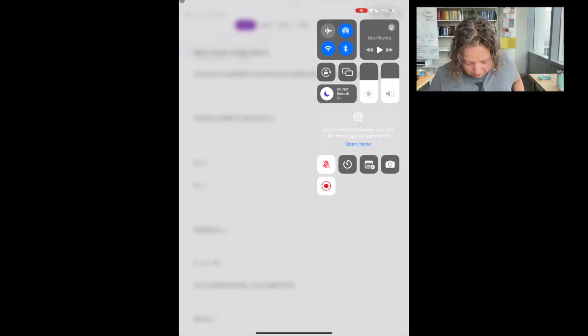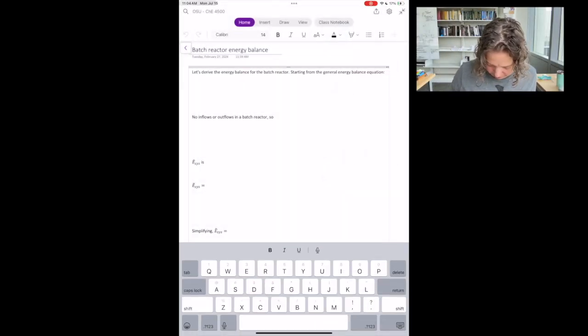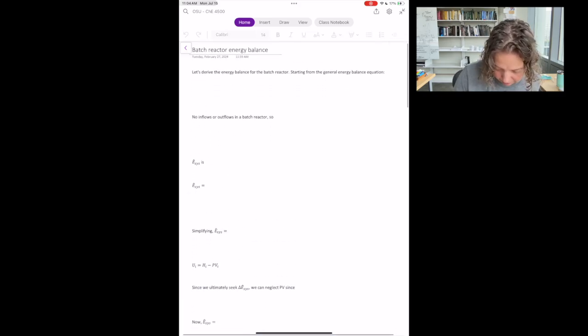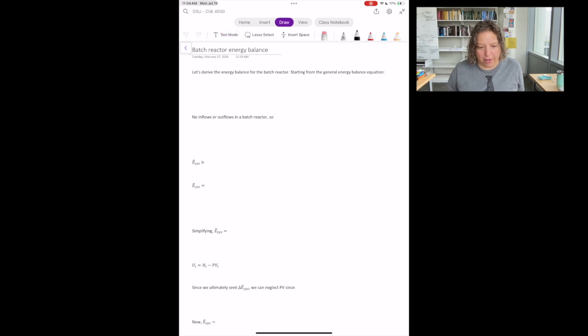All right. In this lecture, we are going to derive the energy balance for the batch reactor. Okay, so let's do this, and let's start from the general form of the energy balance. So first, let's write that down. So the general form of the energy balance is going to be this dE system. So how does the energy of the system change with time?